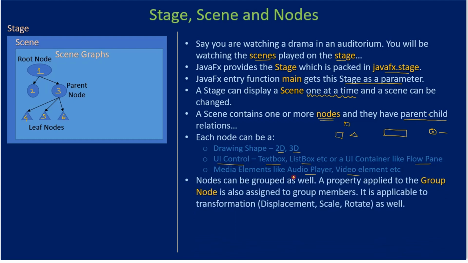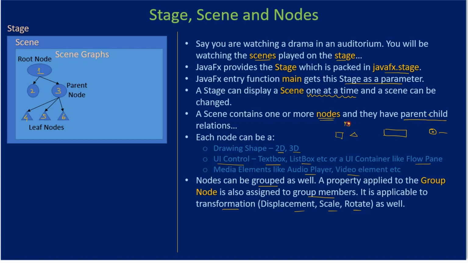So nodes can be grouped as well. So 1 or 2 nodes, so 4, 5, 6. Here it is not grouped. Here a parent-child relation is established, but these nodes can be grouped as well. So you can create 3 or 4 nodes and group them under a single group. Once it is grouped like that, a property applied to the group node is applied to the group members. It is applicable to transformations also, like displacement, scale, rotate.